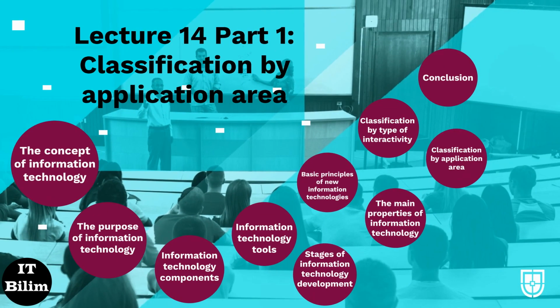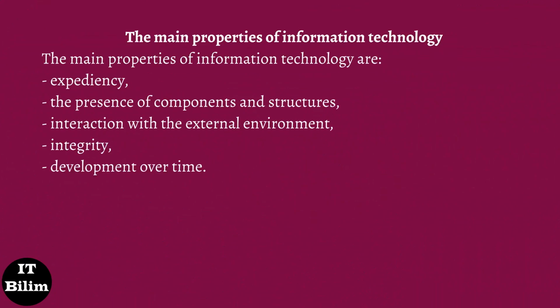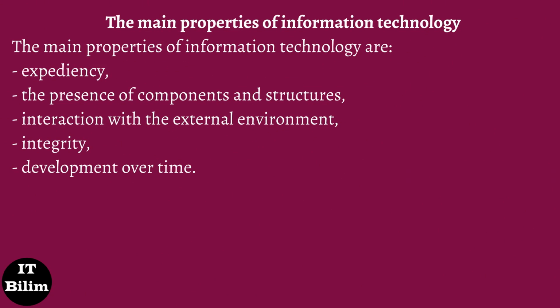The main properties of information technology. The main properties of information technology are expediency, the presence of components and structures, interaction with the external environment, integrity, and development over time. Feasibility. The main goal of the implementation of information technology is to increase the efficiency of production based on the use of modern computers, distributed processing of information, distributed databases, various information computing networks, by ensuring the circulation and processing of information. Components and structure.